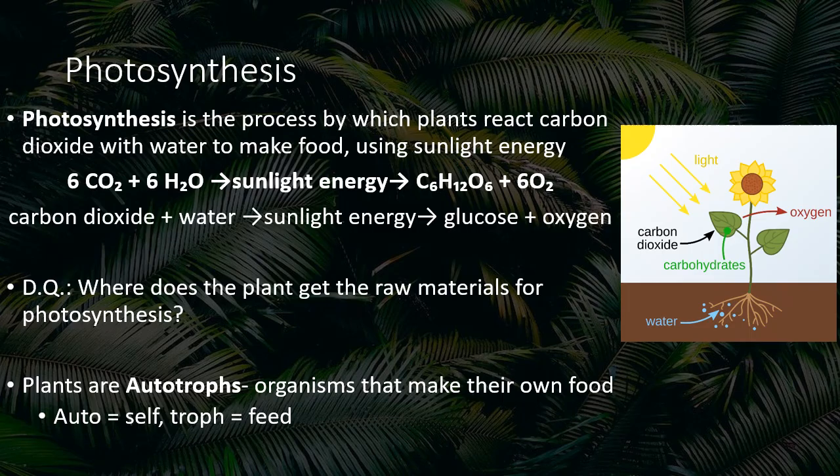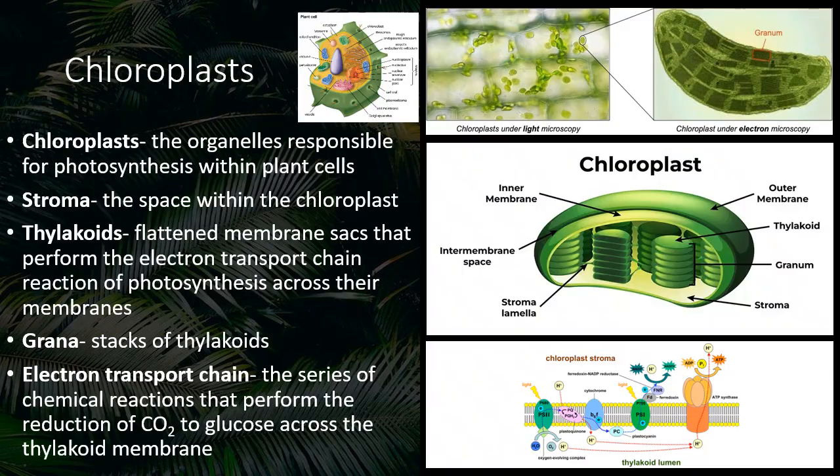This is a good word to know. Plants are autotrophs. Auto means self, and troph means feed. You might be familiar with automobiles, which are self-moving vehicles. They don't require horses to pull them. Or you might be familiar with trophic levels in a food chain. Higher trophic levels are near the top of the food chain, and lower trophic levels are near the bottom of the food chain. So auto is self, troph is feed or food. Autotrophs are organisms that make their own food, and that certainly describes plants. Organisms that feed on other organisms are known as heterotrophs or other feeders.